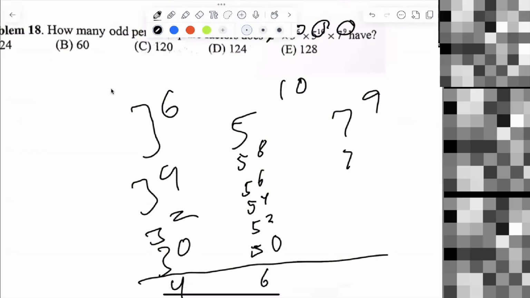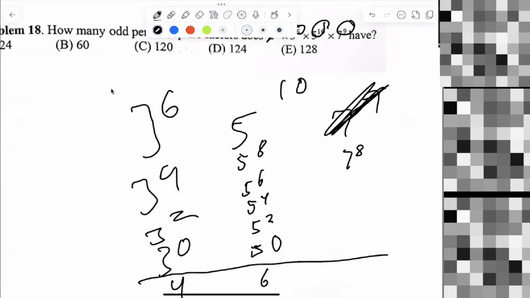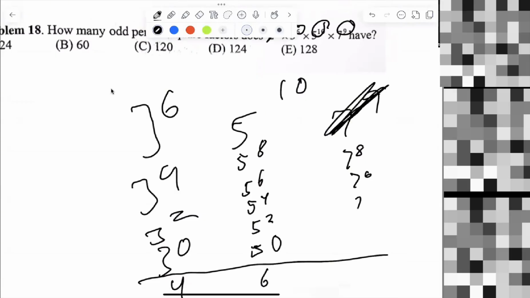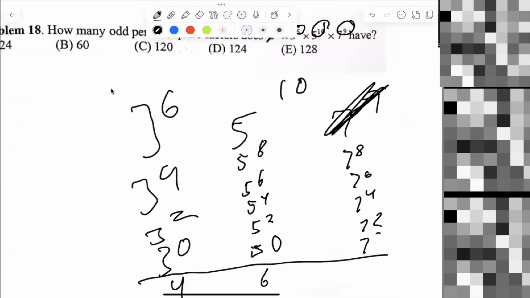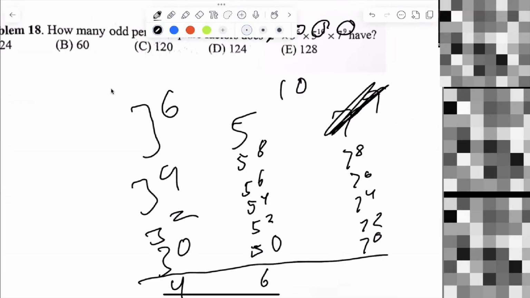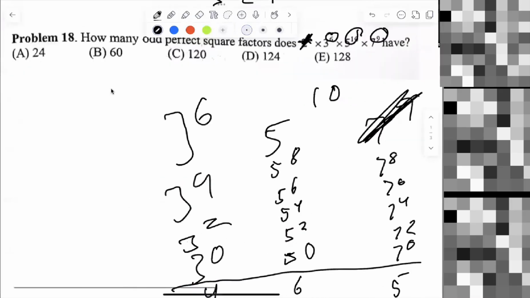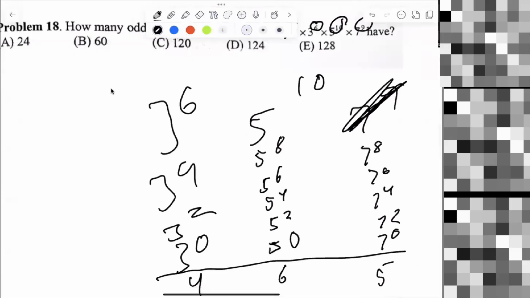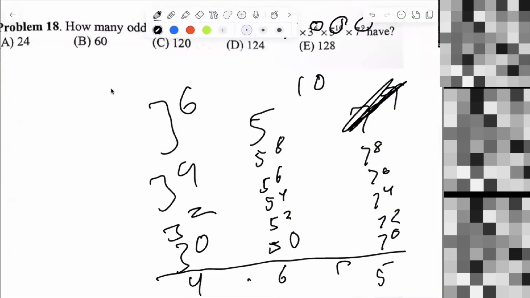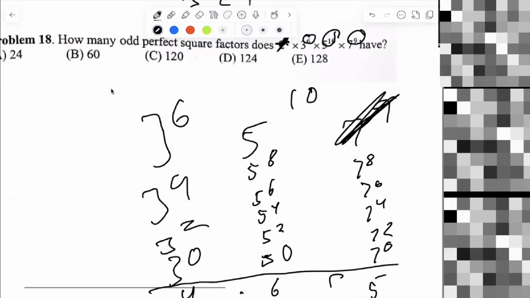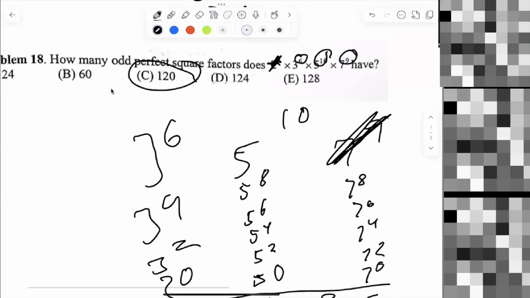And 7 to the 9th doesn't count. So we have 7 to the 8th, 7 to the 6th, 7 to the 4th, 7 squared, and 7 to the 0. This gives you a grand total of 5 possible factors, or 5 possible squares. Multiplying this all up gives you all your possible values. So the answer to this question is just 120, or C.